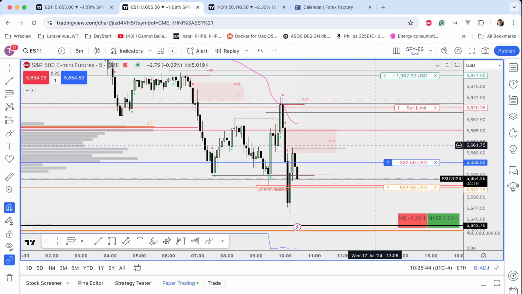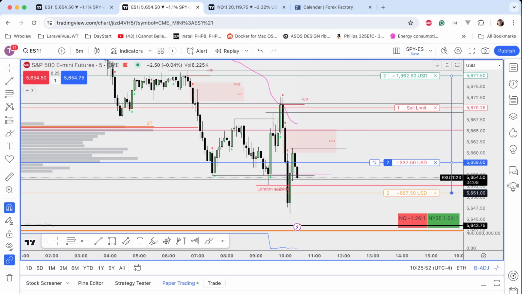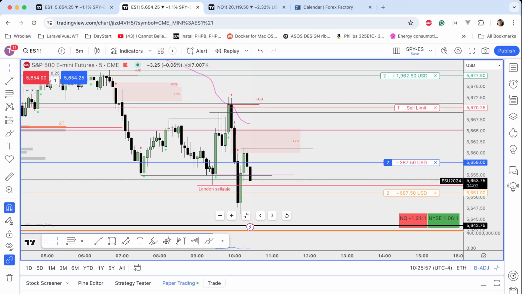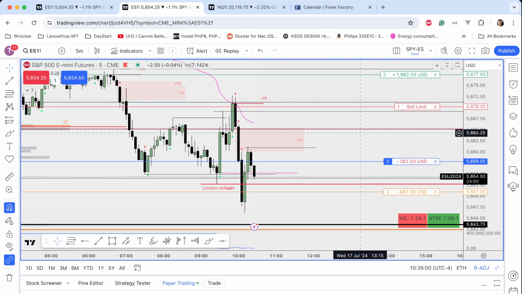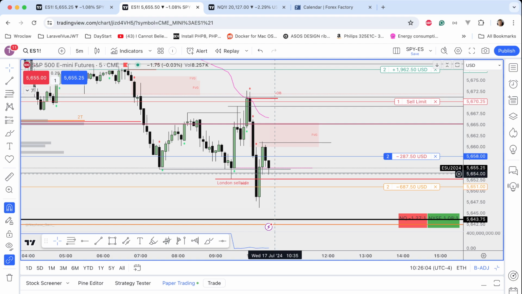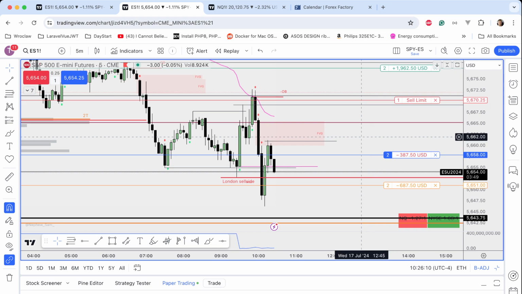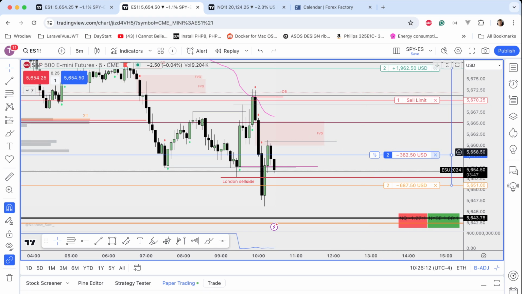Oof. What now? They're gonna go and grab that 5 minutes, so we need to give more space. Doesn't look too good, to be honest. I mean, still okay, but yeah, they did grab that 5 minute liquidity. Okay. We should get a bounce from here. And if you're not gonna get a bounce, I'm out.